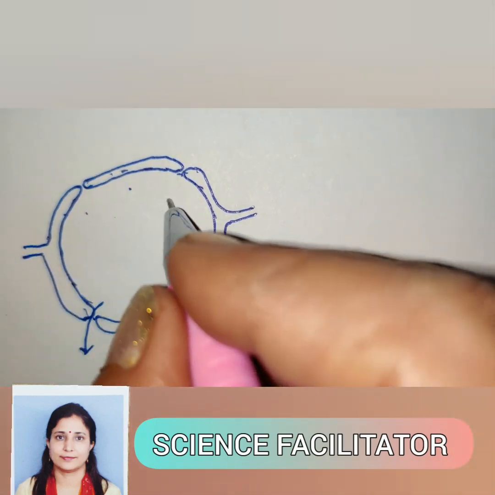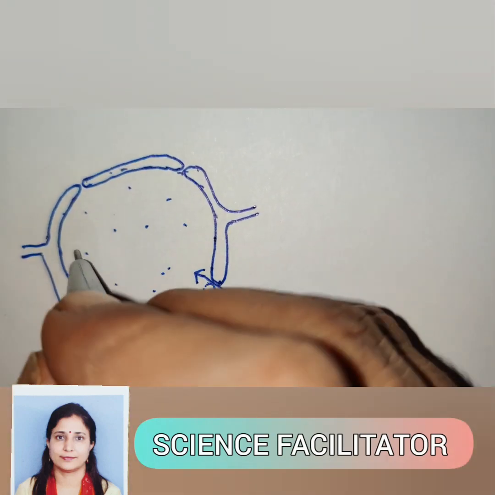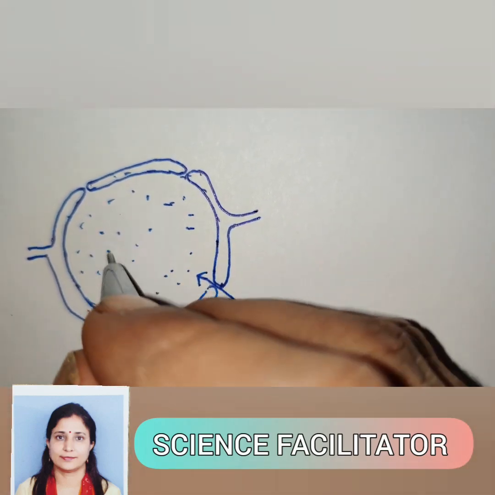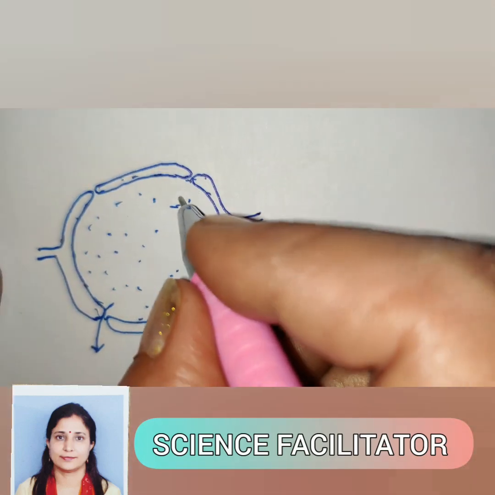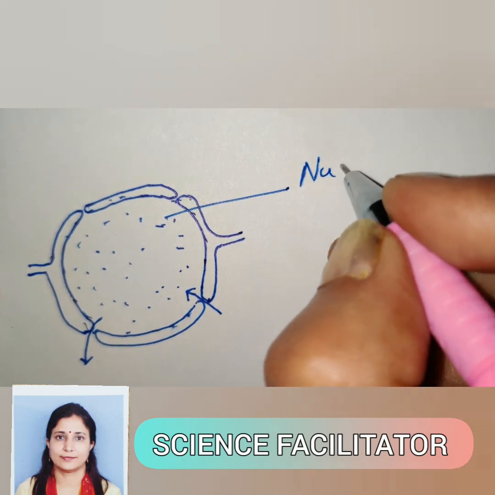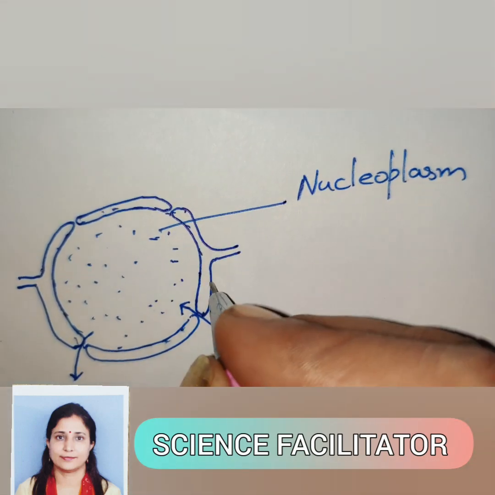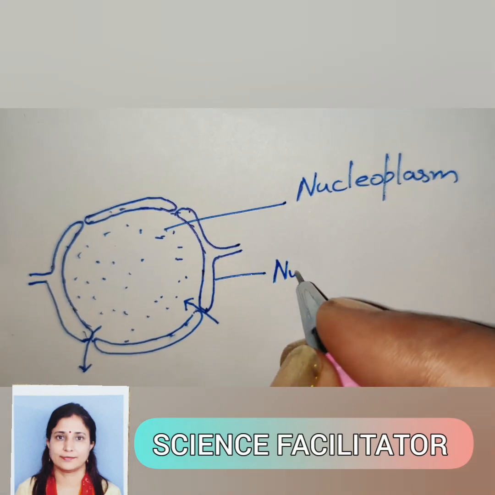Second main component, there is a thick matrix in the nucleus. That thick matrix, that ground substance of nucleus, is known as the nucleoplasm. And this one, nuclear membrane.